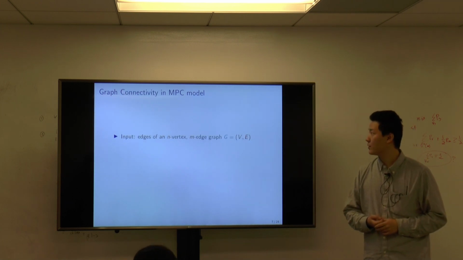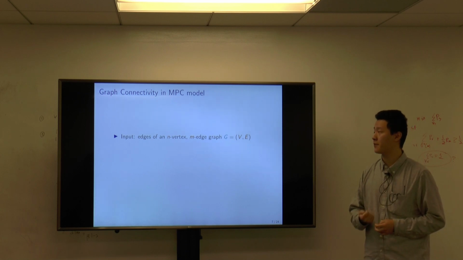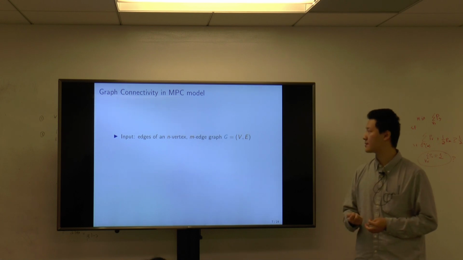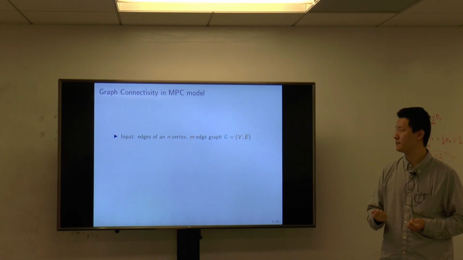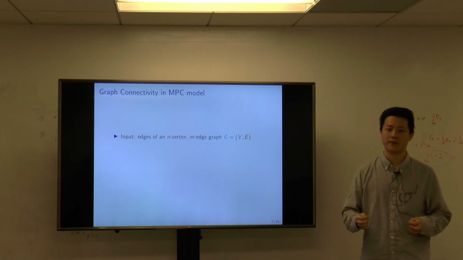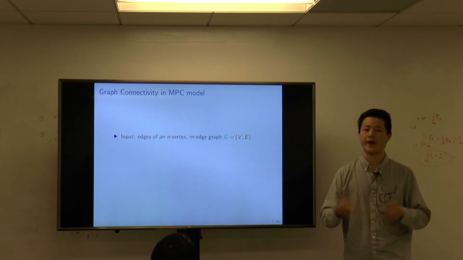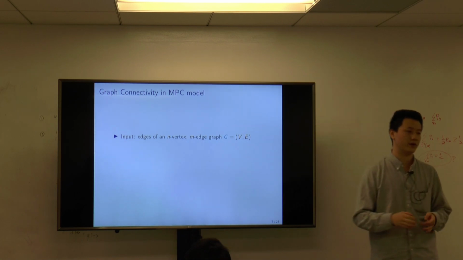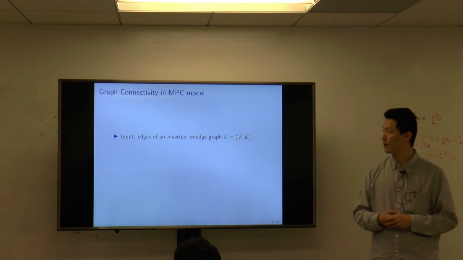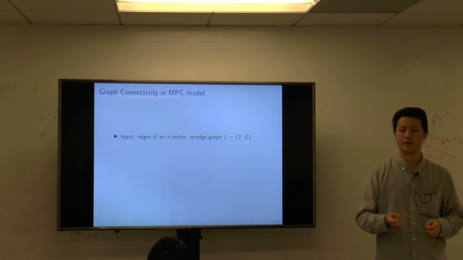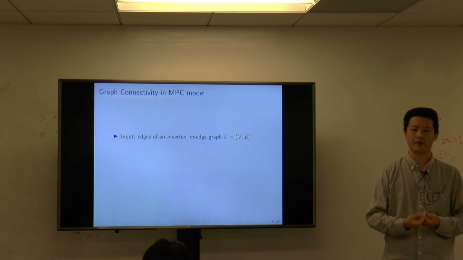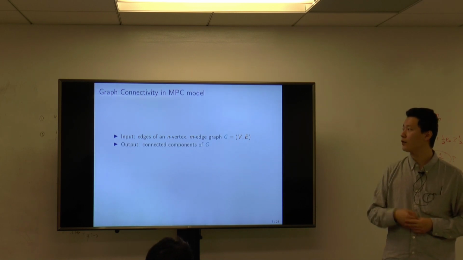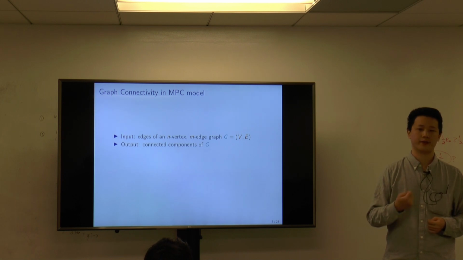Okay. So what is the graph connectivity problem in the MPC model? What's your input? Suppose you have an n-vertex, m-edge undirected graph. The input is just all the edges of this graph, and you can just use m pairs to describe this graph. So your input size is m, and this is also your total memory. At the beginning of the computation, the edges are distributed on the machines arbitrarily. And we want to output the connected components of this graph G.